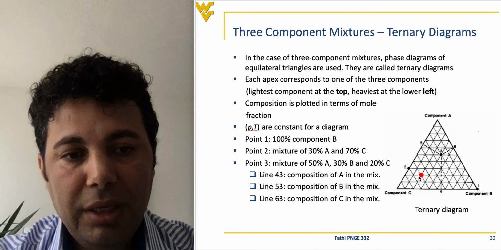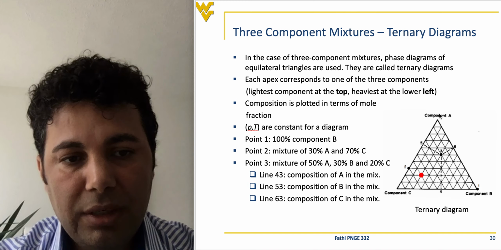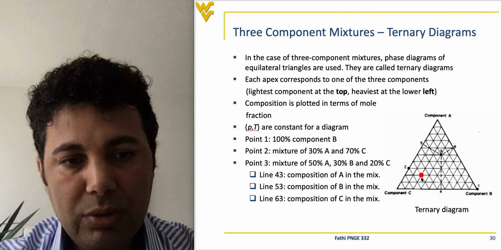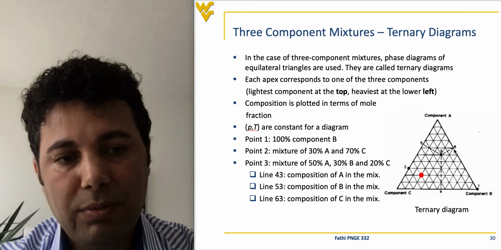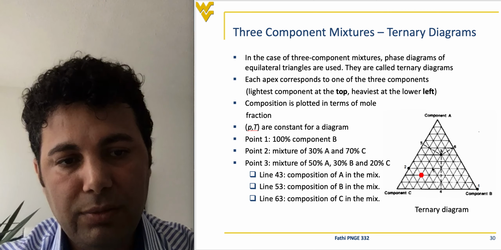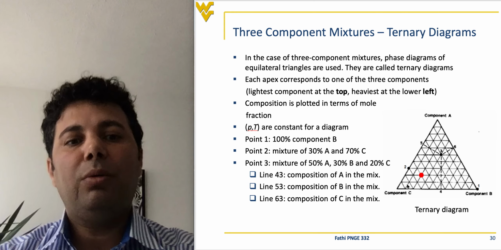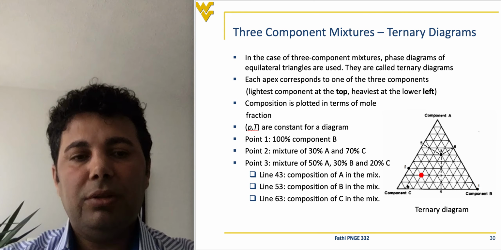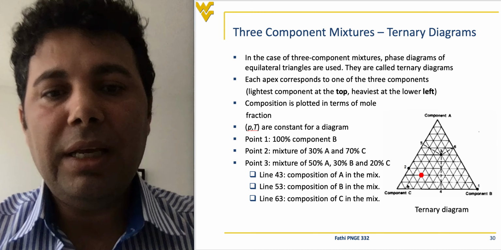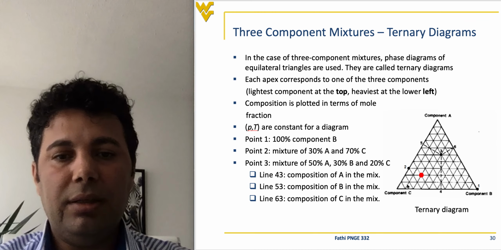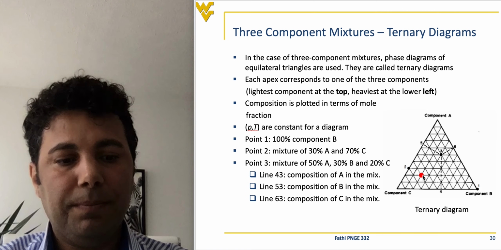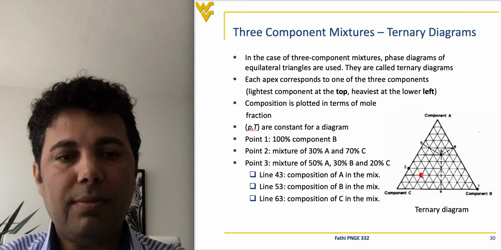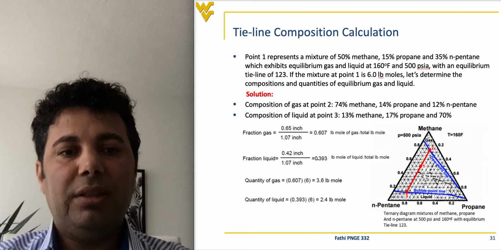For component B, this lateral has 0% component B, so this is 10 and 20. So I have 20% A, 20% B, therefore I would have 60% of C, which is 10, 20, 30, 40, 50, and 60. So at any point, I can just draw a perpendicular line to the laterals and then count the steps to know how much of each component I have.